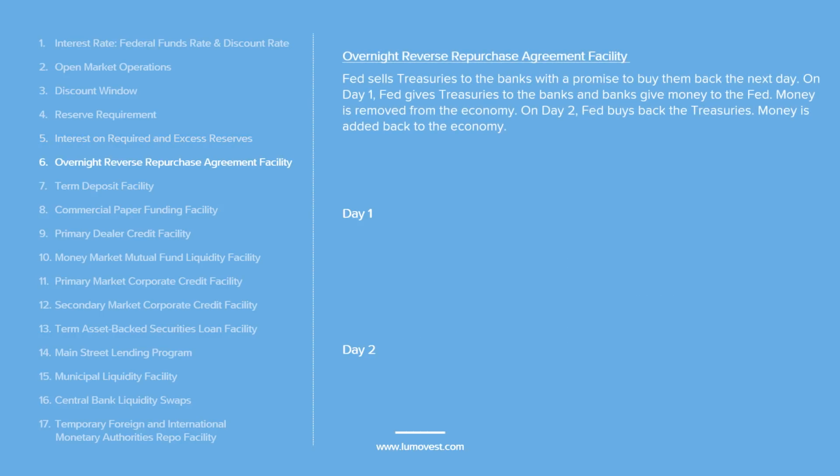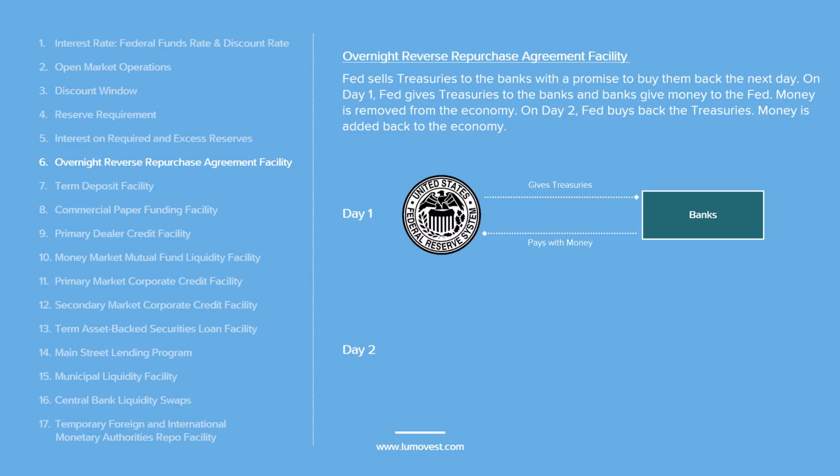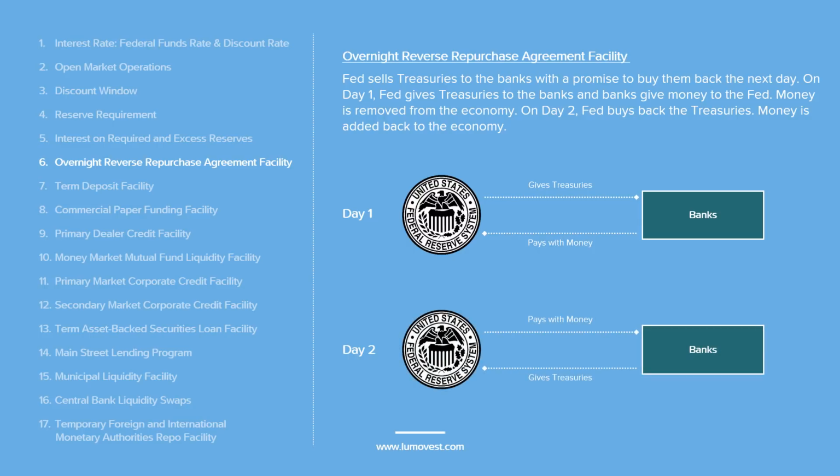The Overnight Reverse Repurchase Agreement Facility is a tool that allows the Fed to sell treasuries to the banks with a promise to buy them back the next day. So the Fed is giving the banks treasuries, and the banks are giving the Fed money. This reduces money supply in the economy.